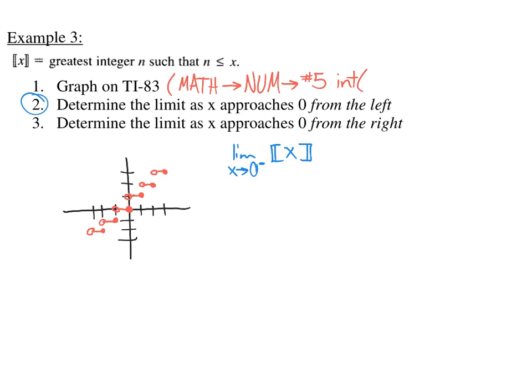I have a question, not the answer. What exactly did we just graph? It's the greatest integer n such that n is less than or equal to x. So, if x is 1, then the greatest integer would be 1. But if x is 1.2, it's the next greatest integer. That's why it jumps up to the next integer. And that's why they call this the step function.